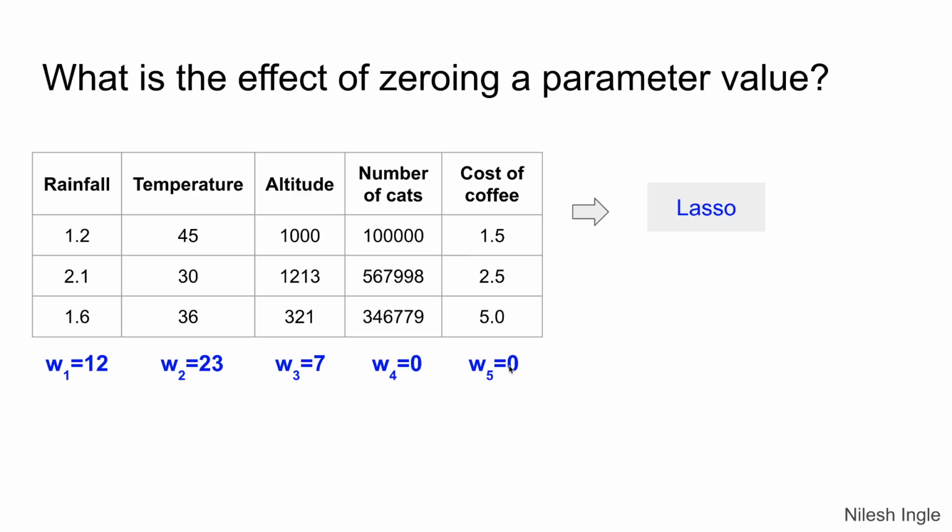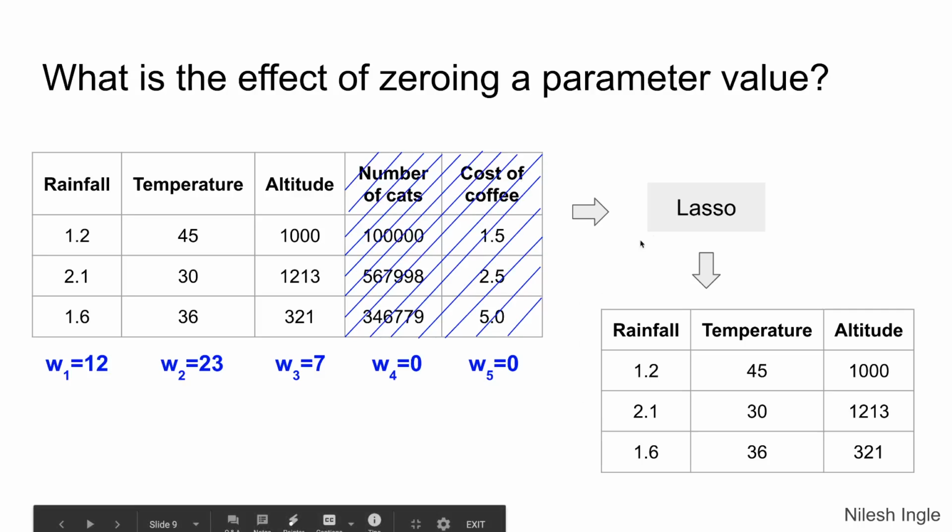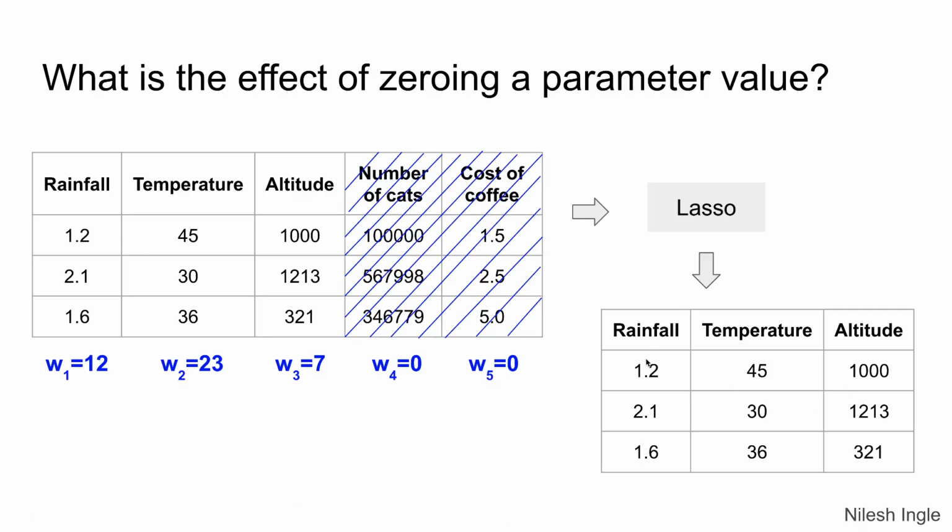I'm using the word coefficient and parameter interchangeably here. So essentially, these two would have the coefficient value of 0, and therefore, in this equation, when we substitute these values for all the W's, the features X4 and X5, that is the number of cats and cost of coffee, would be multiplied by 0, and thus they will be completely eliminated from this prediction model. And therefore the final model would consider only the important features that are just rainfall, temperature, and altitude.